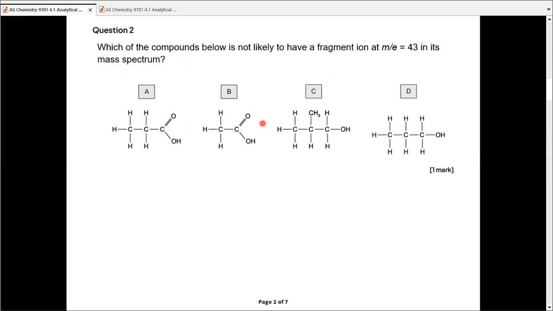A much similar question. The similarity is exquisitely big. So it's the same 43, it's the same phenomenon, it's even the same fragmentation pattern. This should be extremely easy.